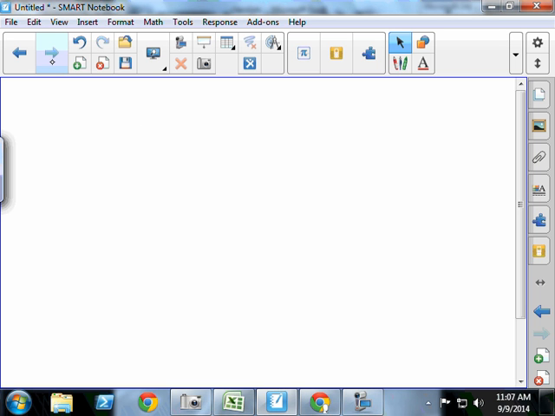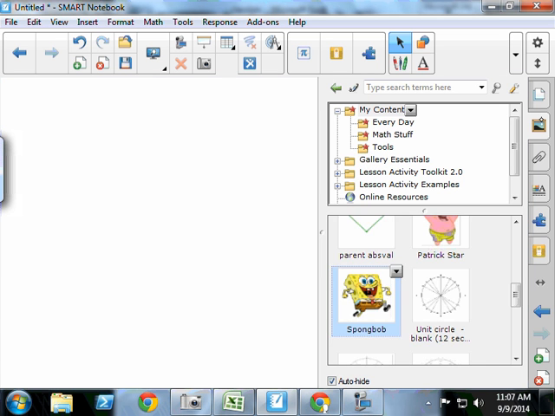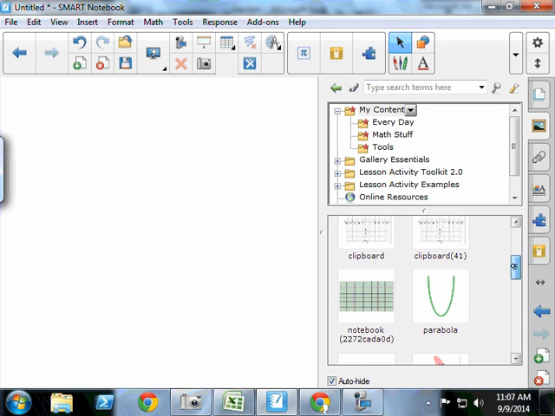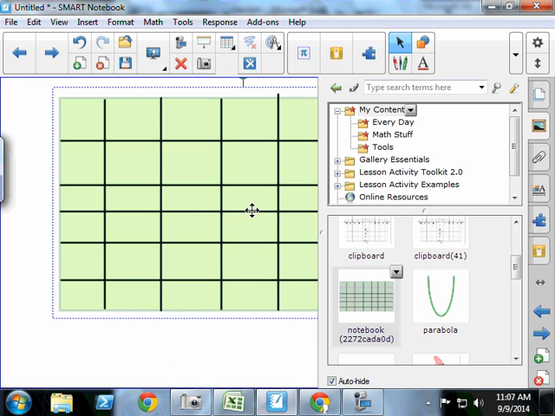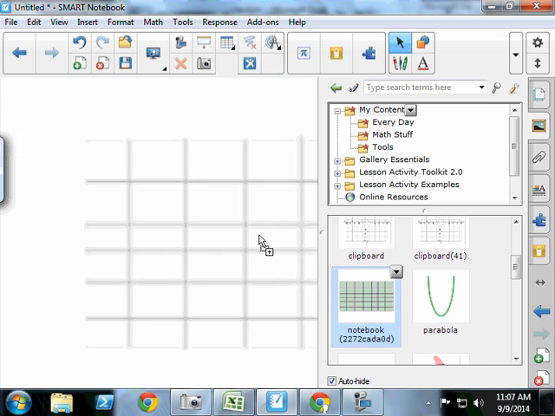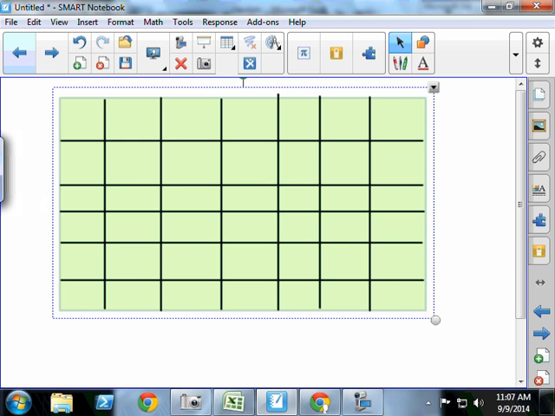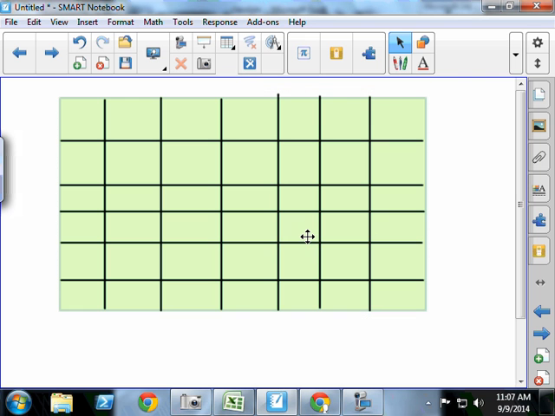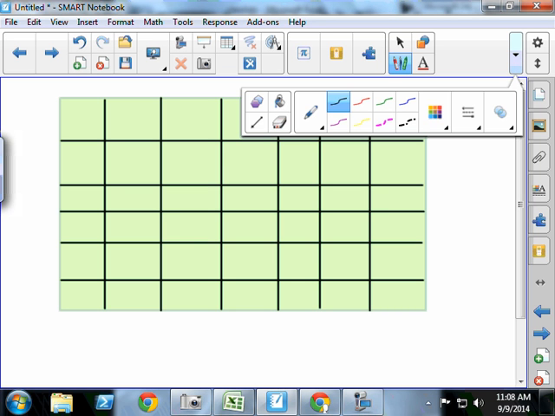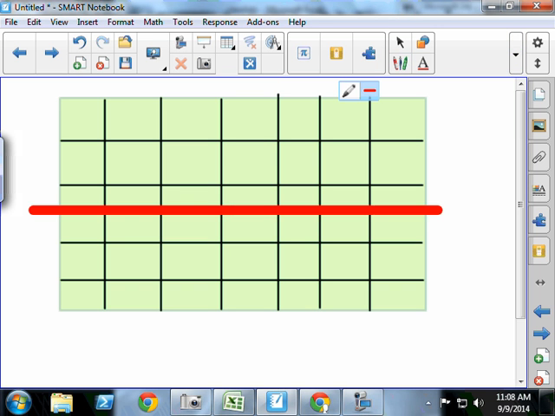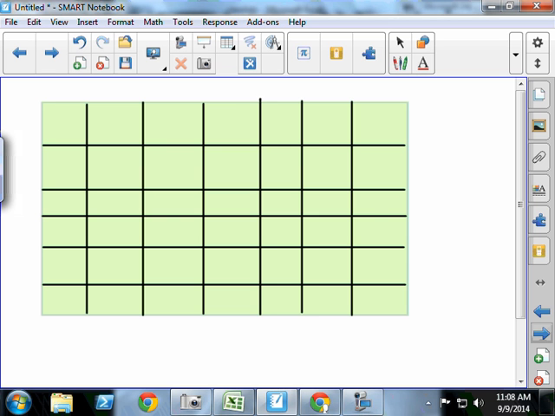So we've got this one, and I'm just going to start with the visual. I'm actually going to do a side-by-side of these two. We'll lock this in place. So what I want to do is split this into two different groups. Okay, here we go. I'm about to split this. Here's my dividing line.